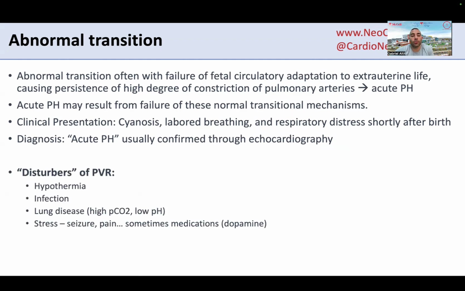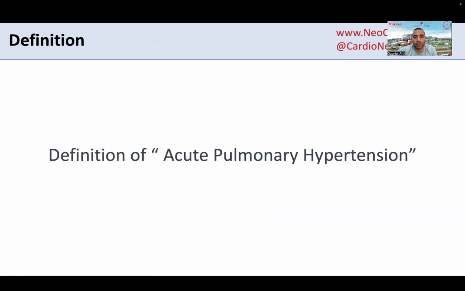Now, some of the disturbers of pulmonary vascular resistance that we often see in the context of prematurity are things like hypothermia, infection, primary lung disease like having a high PCO2 or acidosis, as well as some stressful events that may occur in some of these babies like pain or seizure in the context of intracranial bleed. Sometimes some of the medications that we use, like dopamine, can increase PVR.